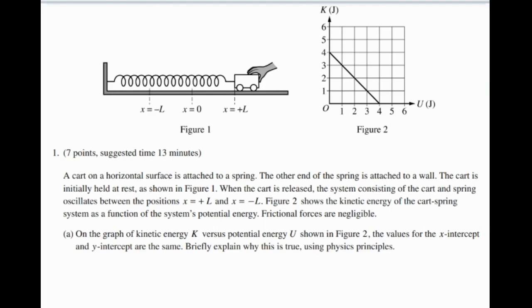The first question we're going to take a look at is number 1 on the 2023 free response section. This is a short answer question and it's 7 points with a suggested time of 13 minutes.